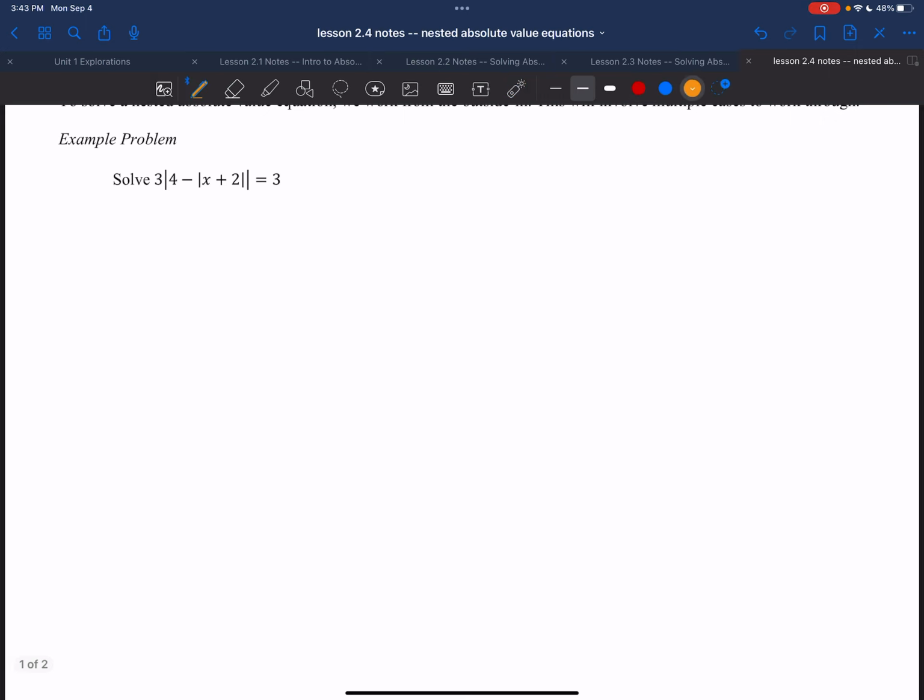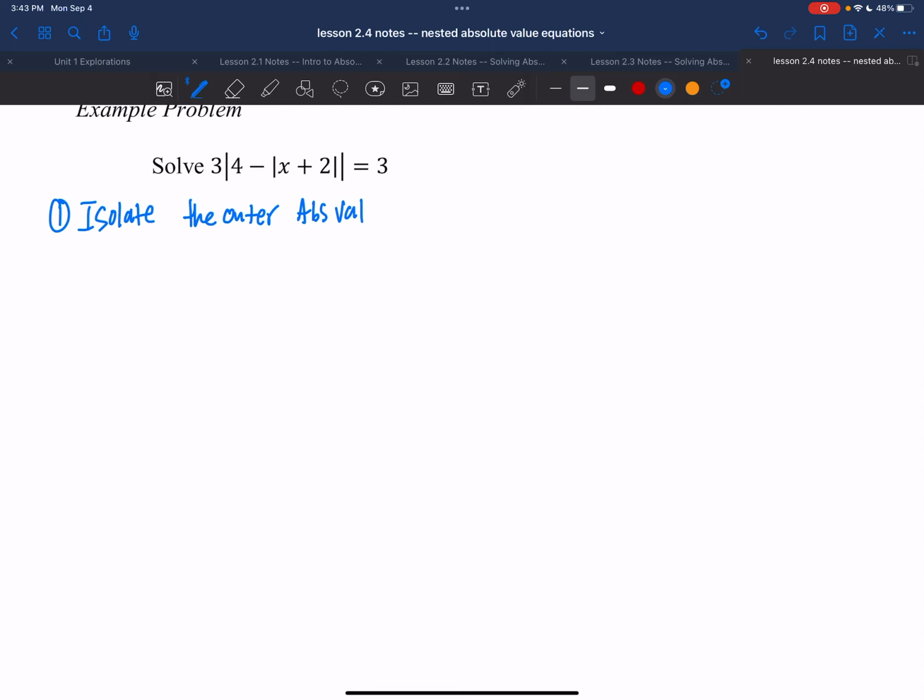So step one, let's do it in blue. I'm kind of tired of red. Step one, we're going to isolate the outer absolute value. Okay, so you see that there's a 3 out there, right? I have 3 times the absolute value of 4 minus the absolute value of x plus 2 equals 3. I'm going to divide both sides by 3.